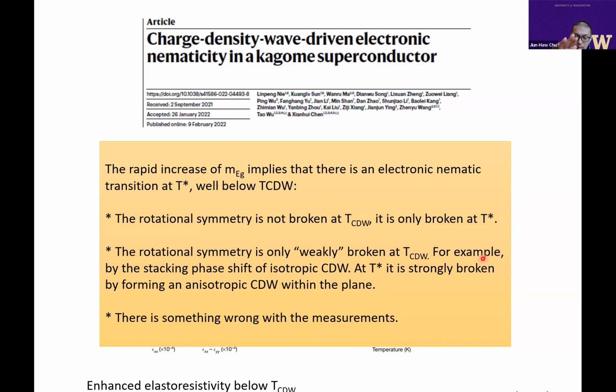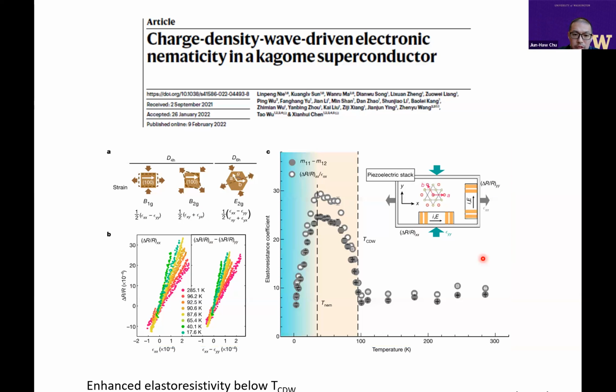And then it's really the interplane coupling, this phase shift, that gives rise to a direction. So it could be that you have this weak rotational symmetry breaking at higher temperature, but at lower temperature, you have a stronger rotational symmetry breaking within the plane by forming some sort of anisotropic CDW within the plane. So this is the second scenario. And then the third scenario is that there's something wrong with the measurements. So let's look at their measurement configurations.